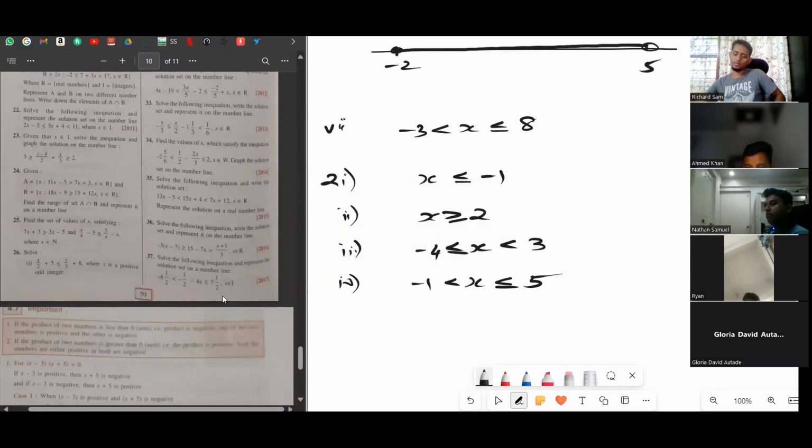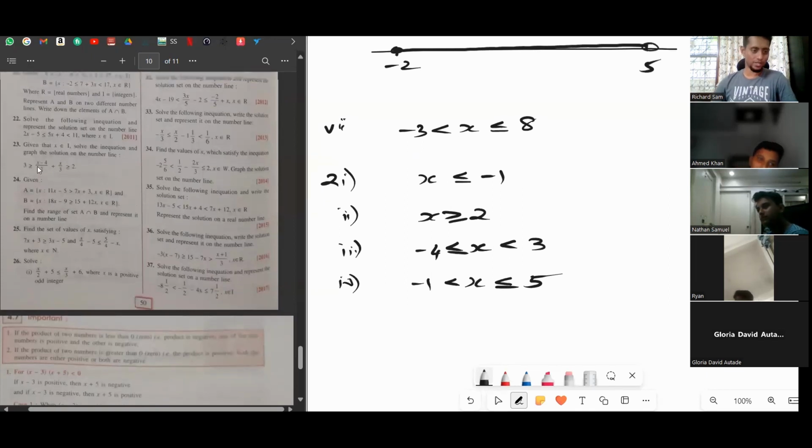Okay. Next, we're studying something new now. What is that new thing? When there are two less thans in one equation, in one inequation.